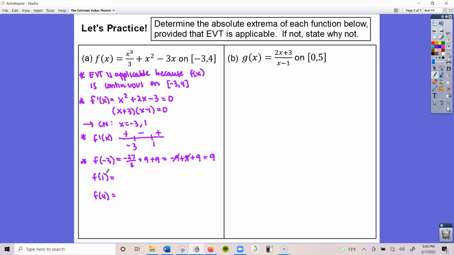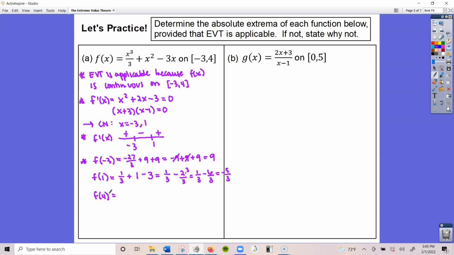Now we're going to plug in f of 1. I plug in 1, 1 to the third is 1, so 1 over 3, plus 1 squared, which is 1, minus 3 times 1, which is 3. This is going to give me 1/3 minus 2. In order to subtract, I need a common denominator, so I'm going to put this over 3 and multiply this by 3. So this is going to give me 1/3 minus 6 over 3, which gives me negative 5 over 3.